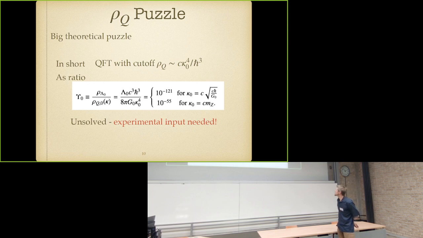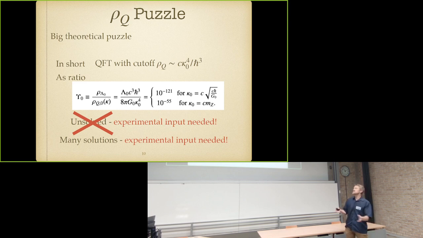So an unresolved issue, experimental input needed. Having attended this conference, I learned there are solutions. So it's not unresolved, it's oversolved, because I saw several solutions to this thing. Maybe not as many as 120 orders of magnitude, but we have too many solutions. So we would still need experimental input to understand the problem. So the motivation has shifted but not disappeared.